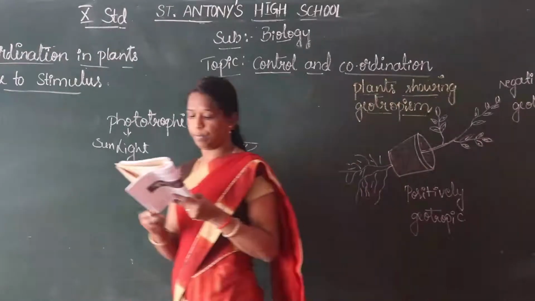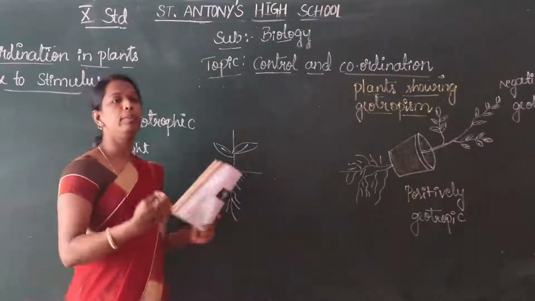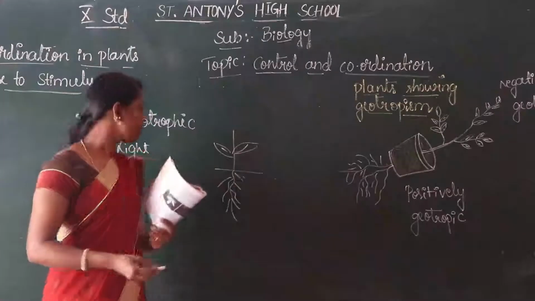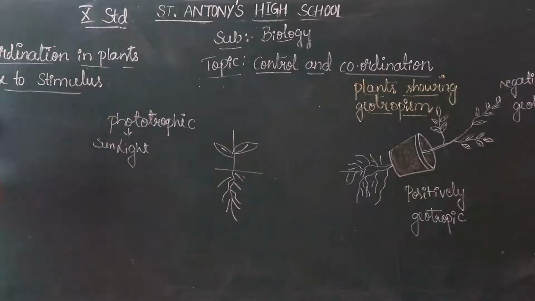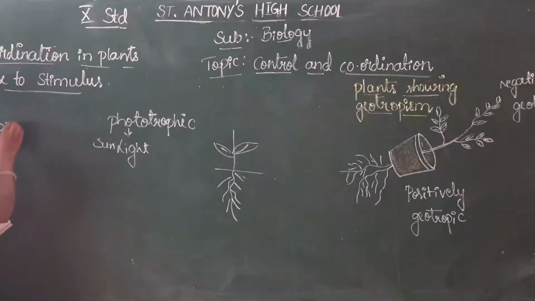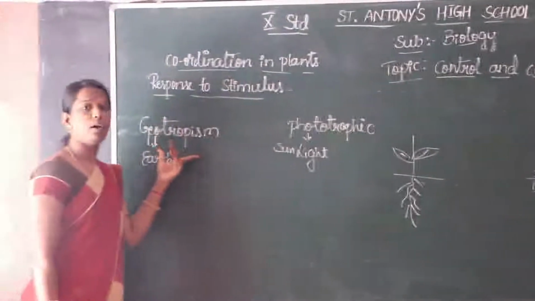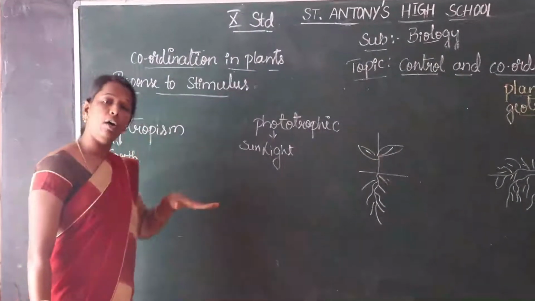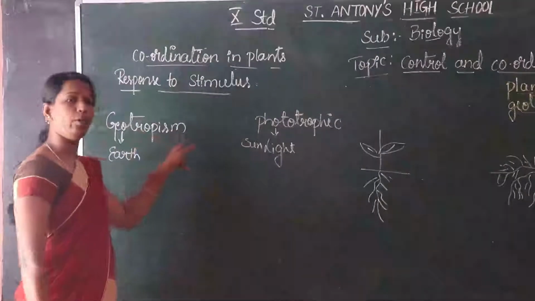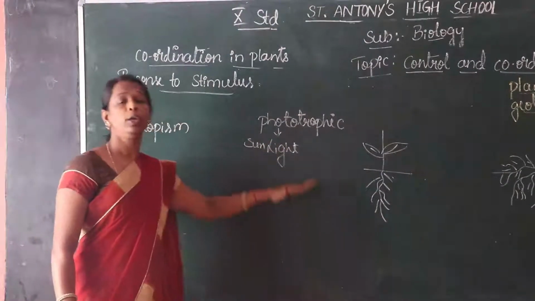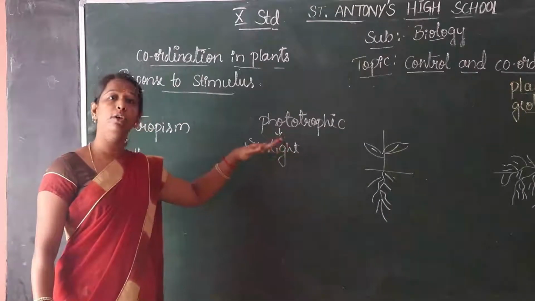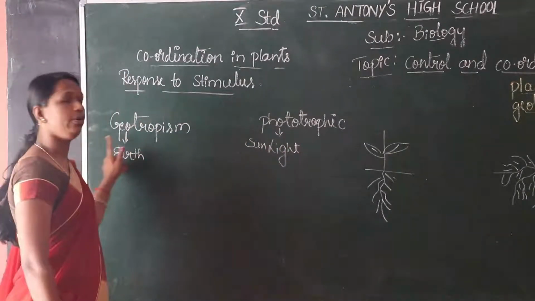in response to the pull of earth or gravity, is geotropism. Also some plants grow towards water, and that is called hydrotropism. First one, geotropism. Geo means earth. The roots grow downwards, towards the earth, and that is called geotropism.